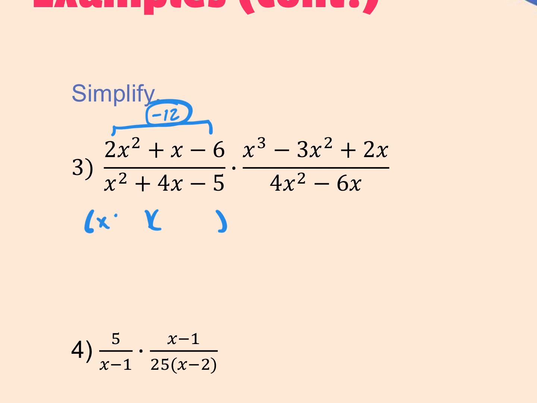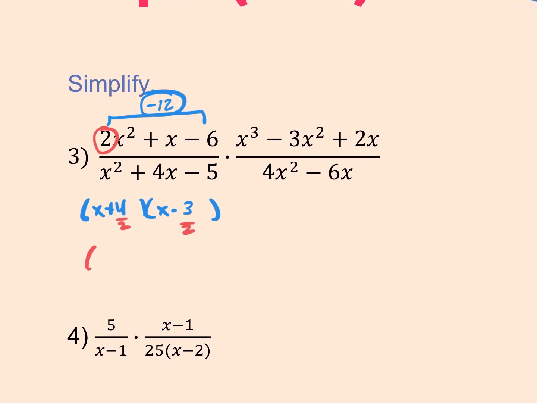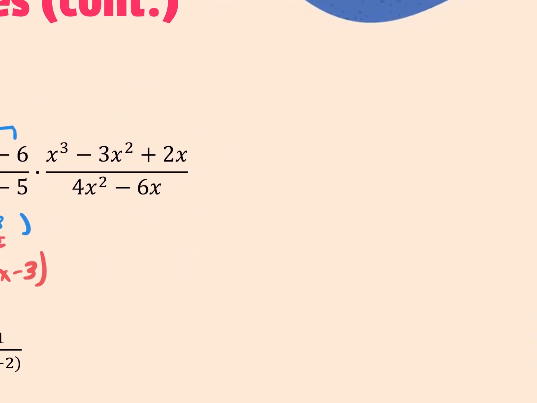Okay, so x plus 4, x minus 3. Now my a term is not 1, so I'm going to divide both of those by 2. Are you guys with me? Okay, so I am left with what? x plus 2 and 2x minus 3. Okay, so I'm going to put that, again, top left: x minus 2 and 2x minus 3.